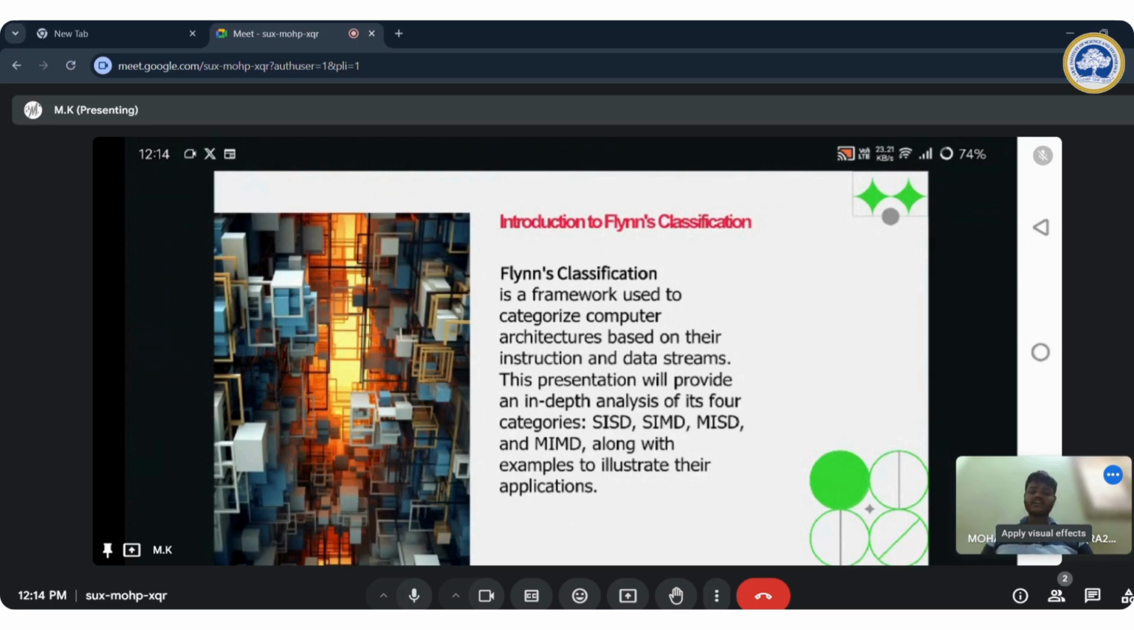SISD, single instruction single data; SIMD, single instruction multiple data; MISD, multiple instruction single data; and MIMD, multiple instruction multiple data. I am going to explain SISD and SIMD. My teammate is going to explain MISD and MIMD. Moving on to the next slide.